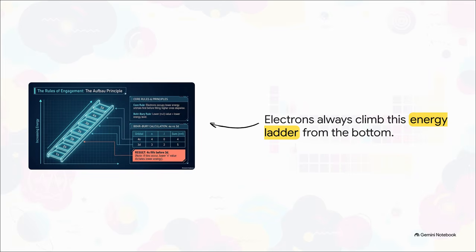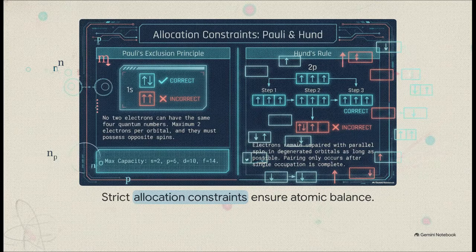We calculate this using the Bohr-Bury rule, which looks at the n plus l values. Because of this math, a 4s orbital actually has lower energy than a 3d orbital, which is exactly why 4s always fills up first. Once they find their orbital, the next two rules kick in.